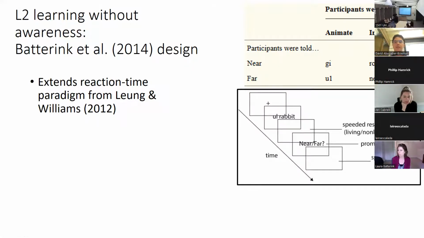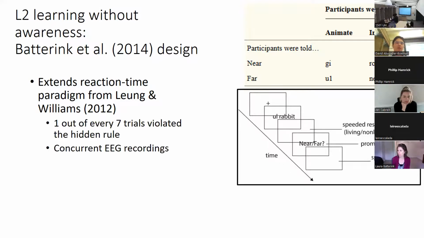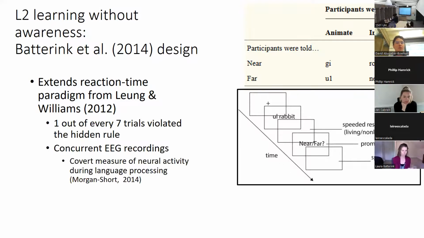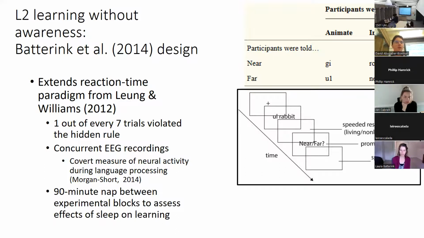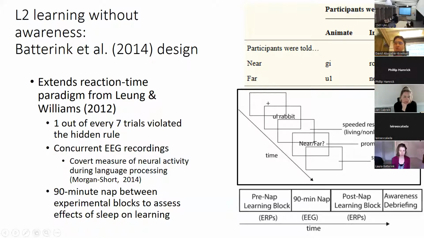They set up this clever experimental task wherein you can measure learning covertly by comparing reaction times to rule violating versus rule adhering trials. And of course, they also took concurrent EEG recordings, which provide a covert measure of neural activity during language processing. There was also a 90-minute nap between experimental blocks, so that they could assess the effects of sleep on learning. So I'm showing here in the bottom right the procedure that they used.